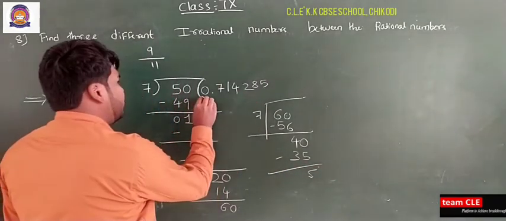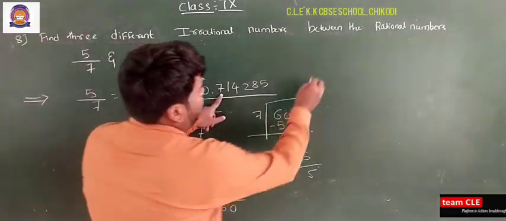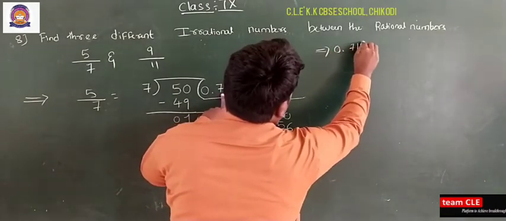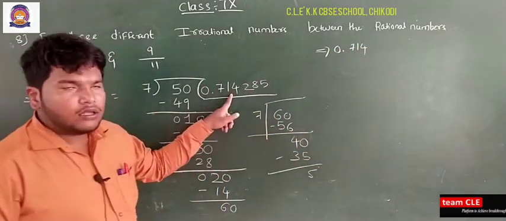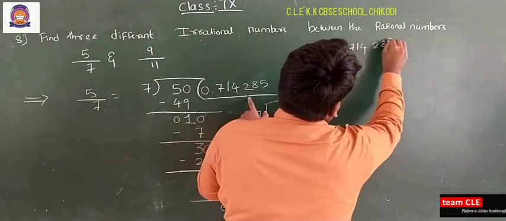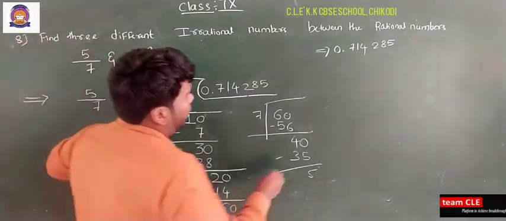So the decimal expansion of 5 by 7 that you got is 0.714285.